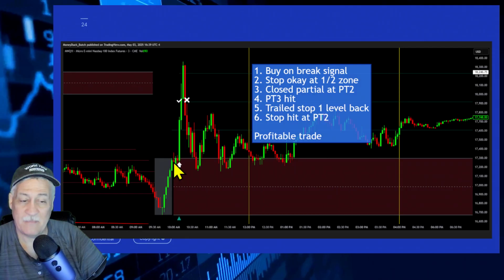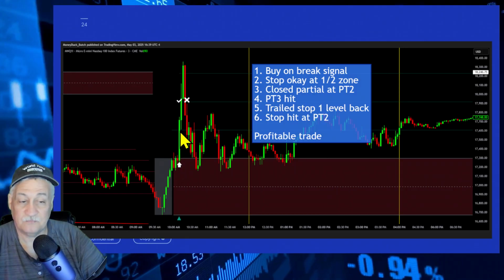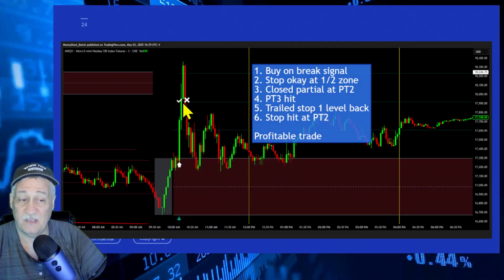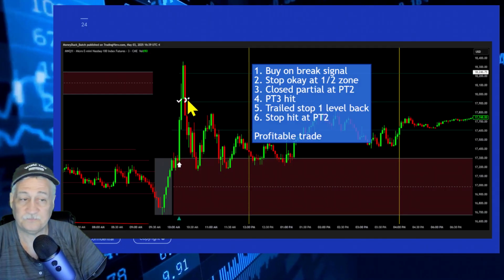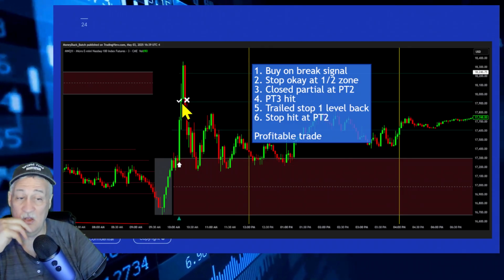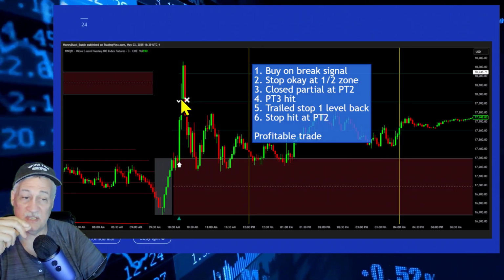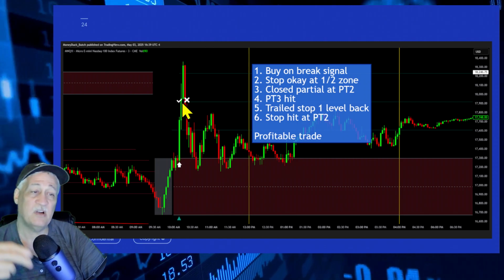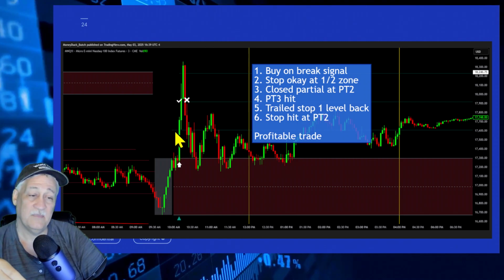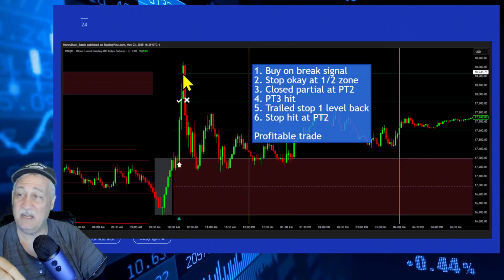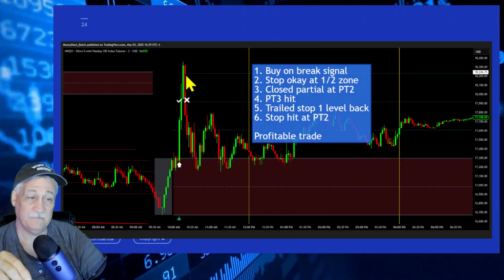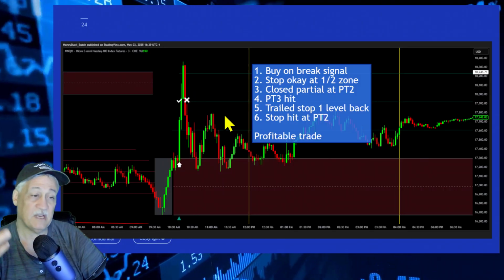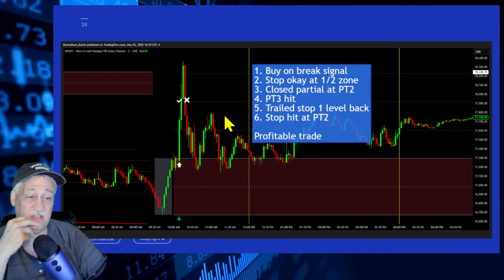Now, since I bought, obviously, above PT1, I just said I'm going to pull partial at PT2. And that's what I did. Hit here, closed, or price hit, sorry. Close out partial, move stop to this level. And then when it hit up here to profit target 3, move stop up here to profit target 2, came down, stopped out, profitable trade. No more trades after that. No more signals.